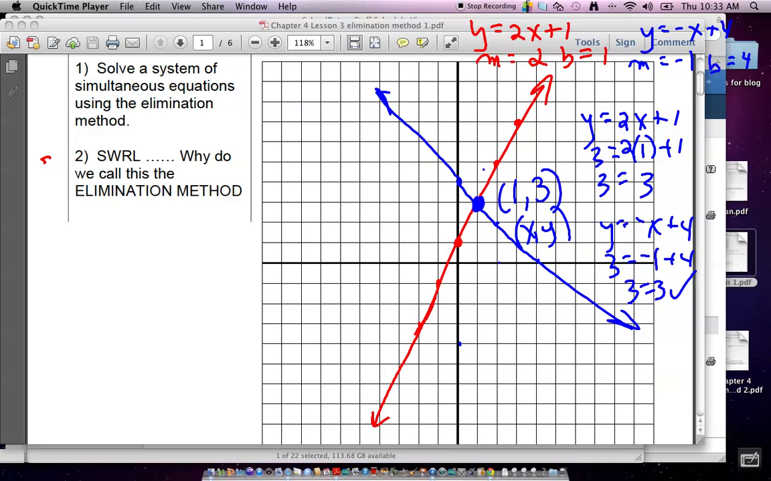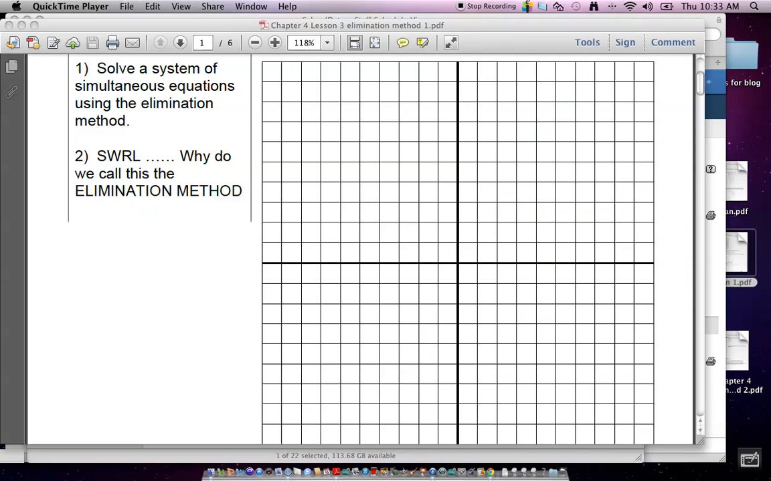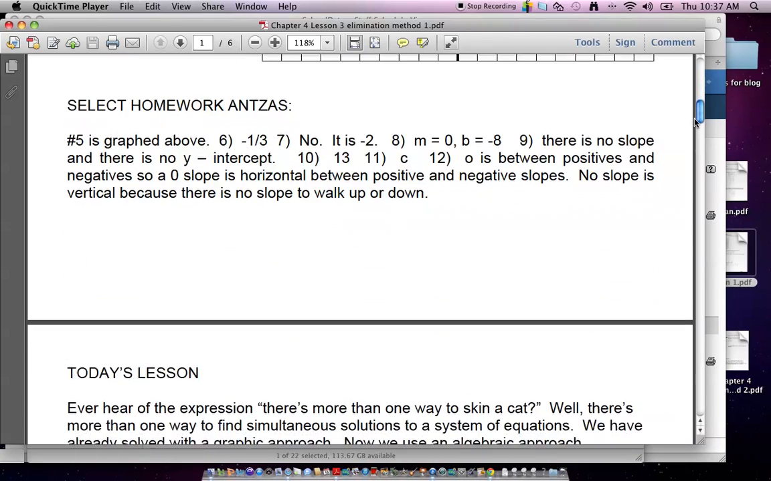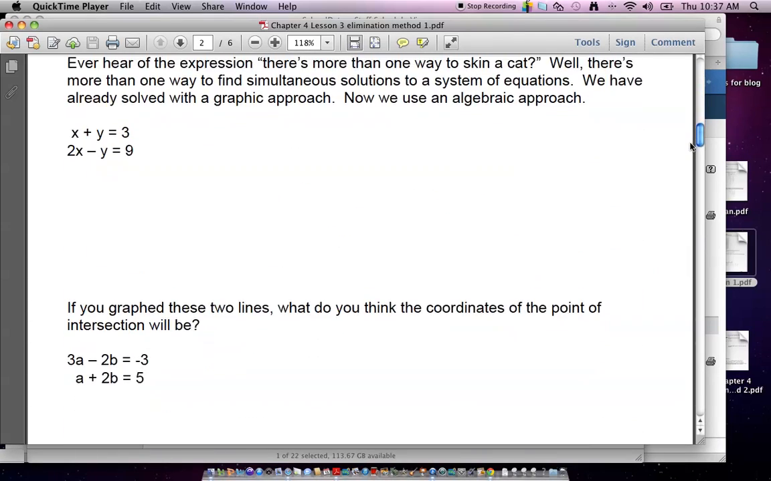Now, we talked about how we're supposed to understand this word eliminate. What does elimination mean again? Get rid of. Good. And what is a method? What does the word method mean? A way to do something. So the elimination method is a way to do it where you get rid of something. Have you ever heard the expression, there's more than one way to skin a cat? Remember, this is actually like yesterday's lesson, so it's not radically new.